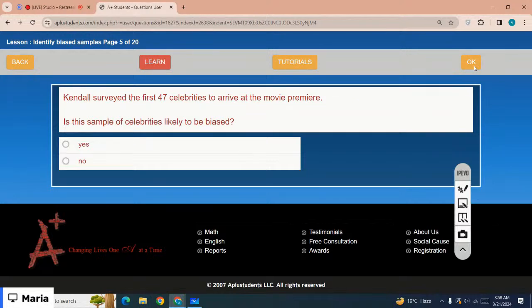Kendall surveyed the first 47 celebrities to arrive at the movie premiere. Is this sample of celebrities likely to be biased? Which is the correct option? Yes, it is, because he has chosen just the first 47 celebrities, right? So in a biased sample, some people or items are more likely to be chosen than others. So the correct option is yes, it is.